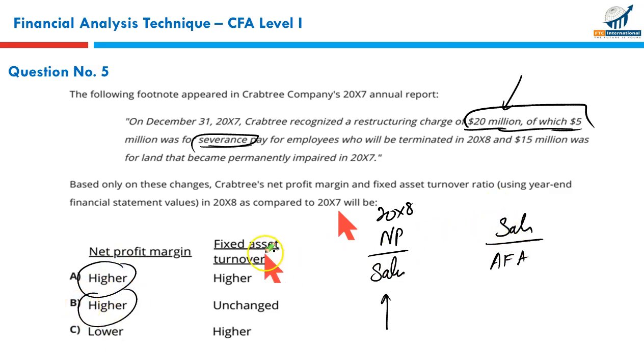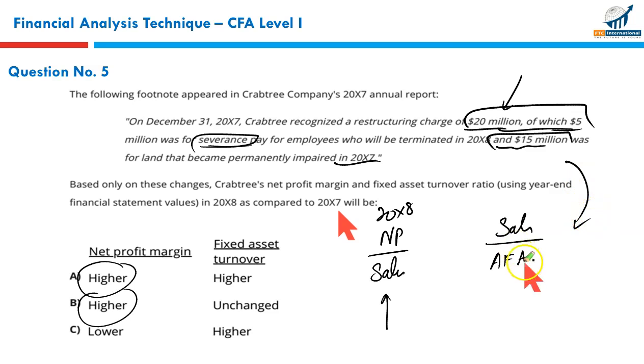Next, fixed assets turnover, that is sales upon average fixed assets. What about this? The land was already impaired in the last year. It was written down. The balance on the land last year and current year are the same. 15 million was charged when asset turnover was calculated. The land had already been impaired. The charge was made to the profit and loss account. The value of the land is the same as it was at the end of last year.